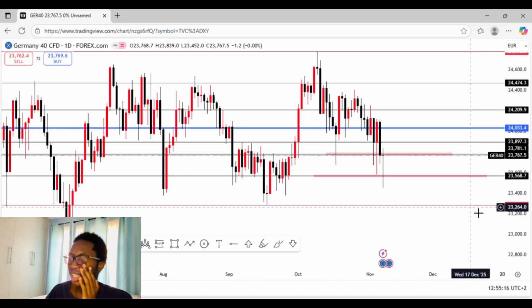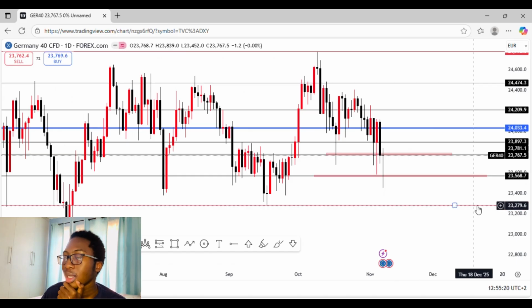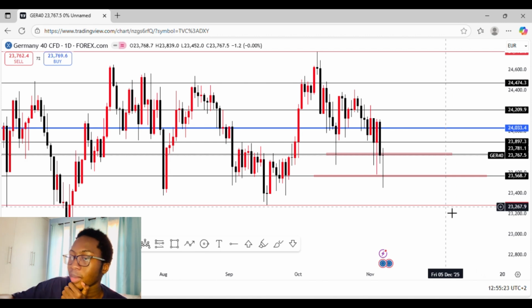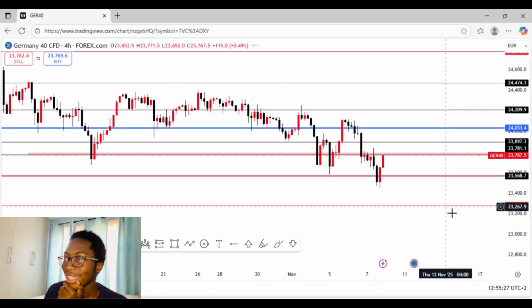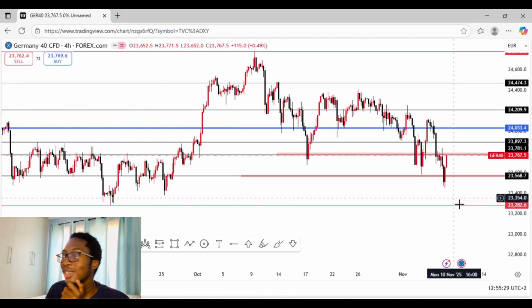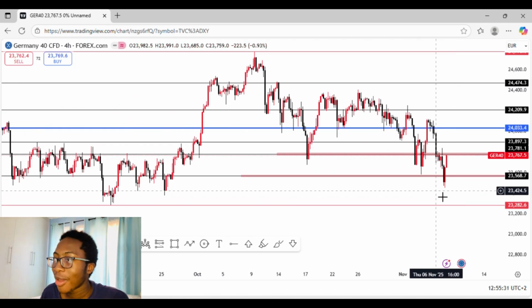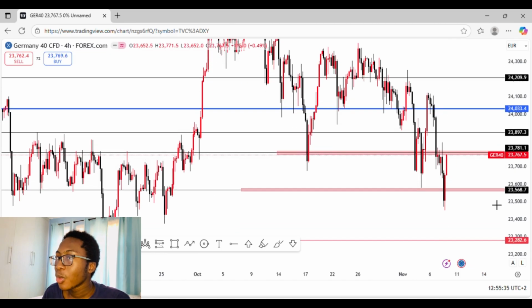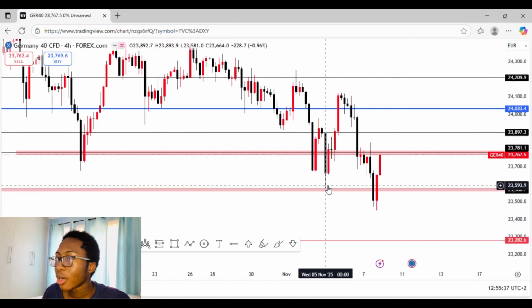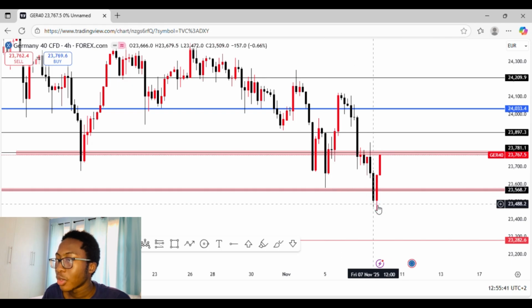Now you have to understand one thing: the market structure. You have to understand the market structure. So, okay, I'm going to the 4 hour now, for you to understand the market structure. We can actually see that we had a low that was taken out, and created a new low.